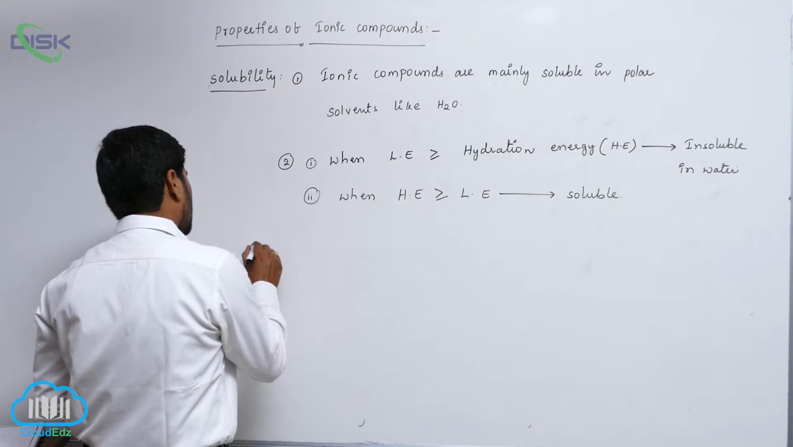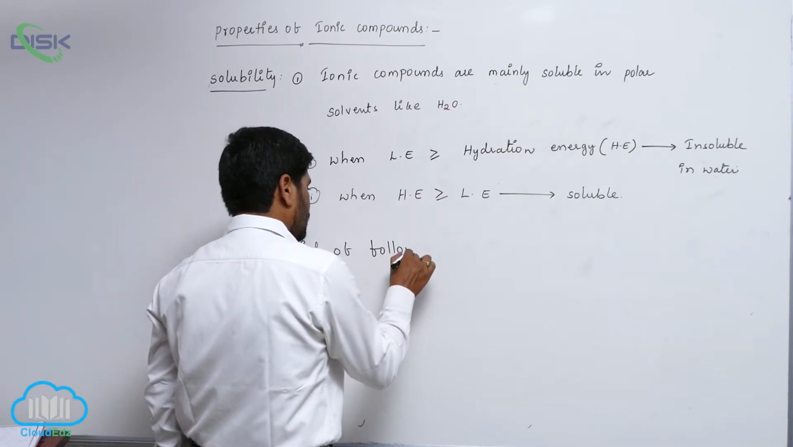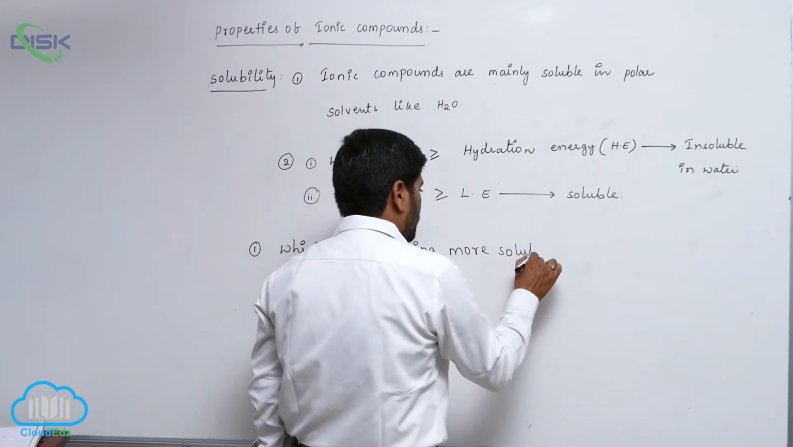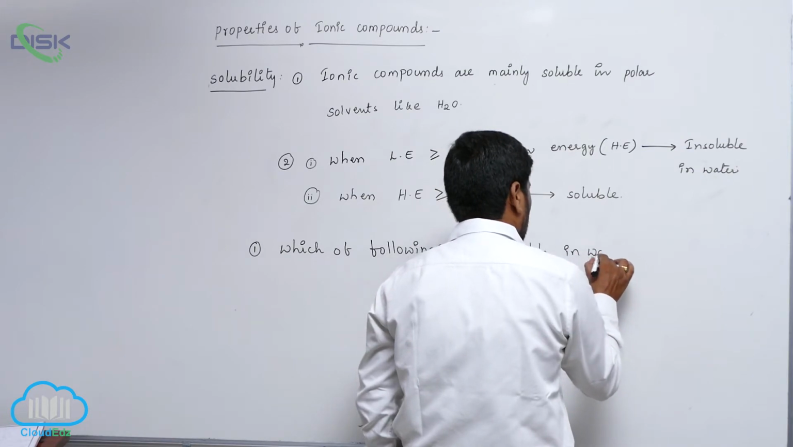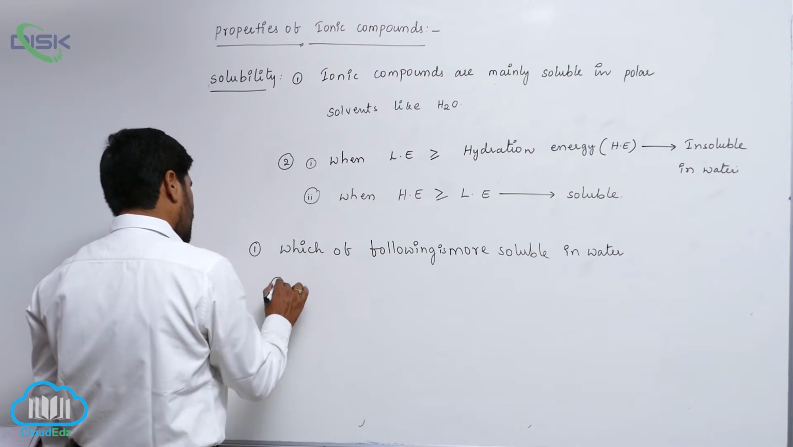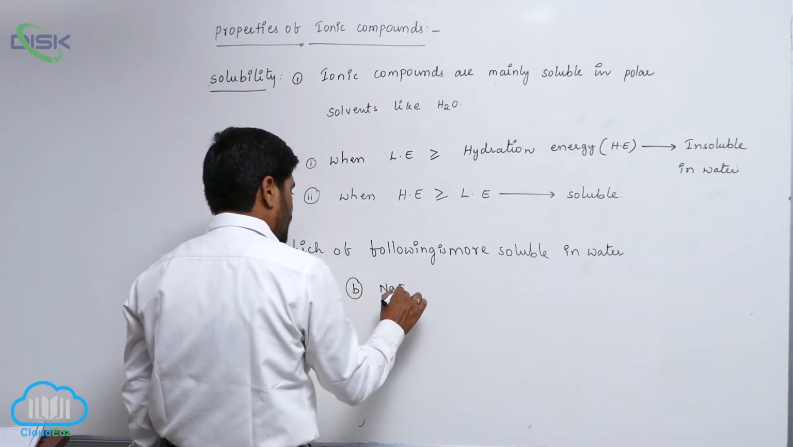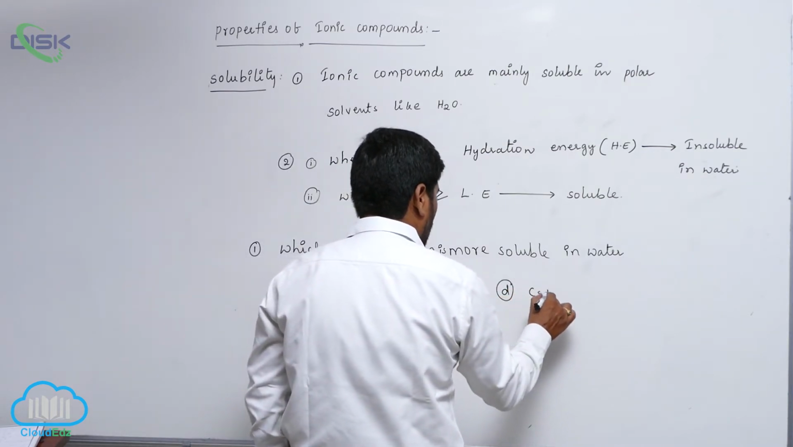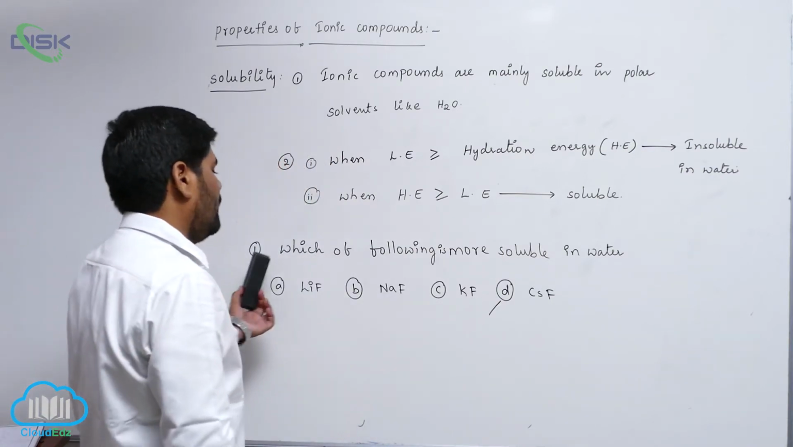So, one question is: which of the following is more soluble in water or polar solvent? First option, lithium fluoride. Second option, B, sodium fluoride. C, potassium fluoride. D is cesium fluoride. The answer is cesium fluoride, which is more soluble in water when compared to the others.